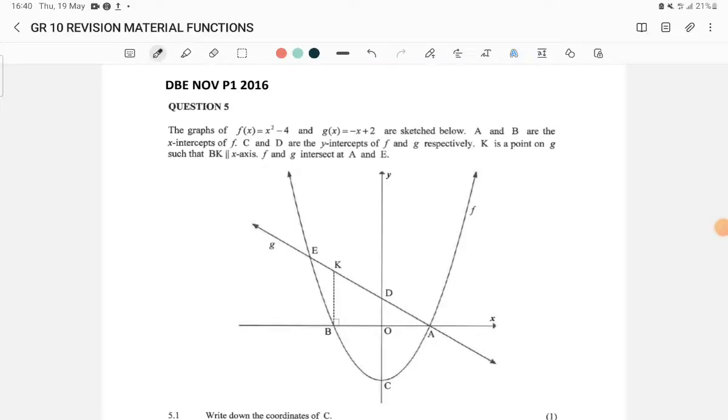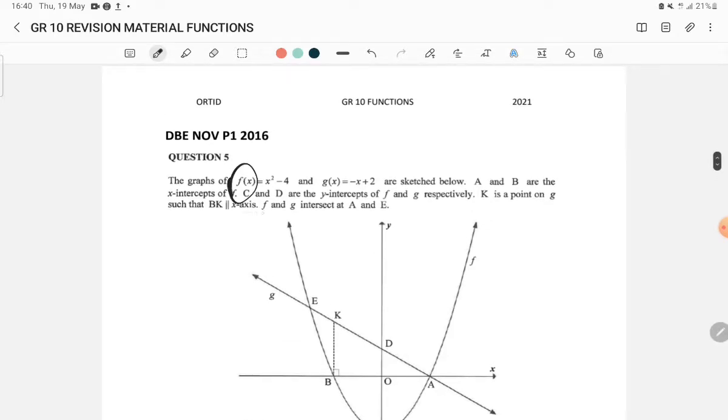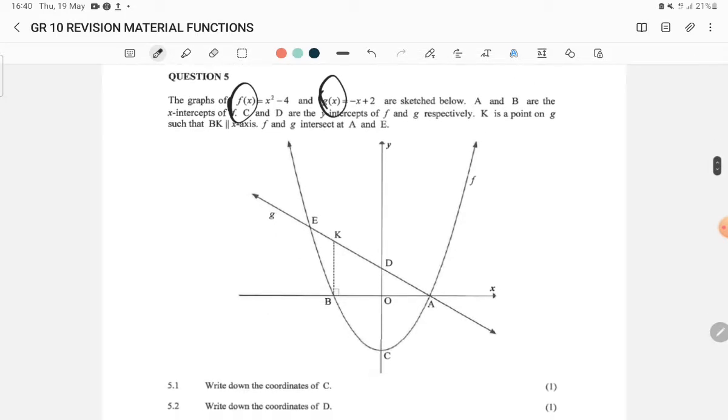Well, let's try to answer this question together. It was taken from November paper 1, 2016, the grade 10 one. Now, the graph of f, which is the parabola, and of g, which is a straight line, are sketched below.